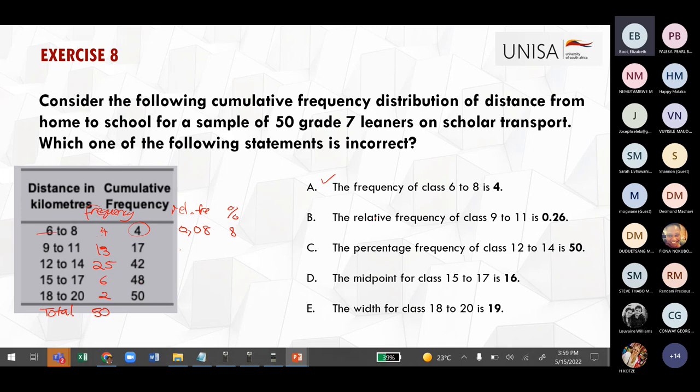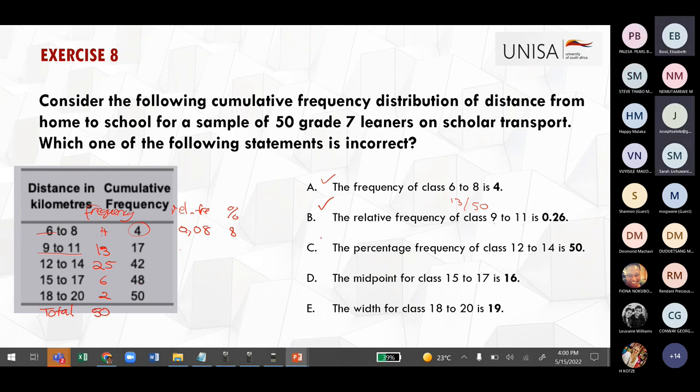The relative frequency of class 9 to 11 is 0.26. Where is class 9 to 11? That one. So you just say 13 divided by 50. Do you get 0.26? Yes, that's correct. The percentage frequency of class 12 to 14. So where is 12 to 14? 12 to 14 is 25 divided by 50, multiplied by 100. It's correct. It's 50%.